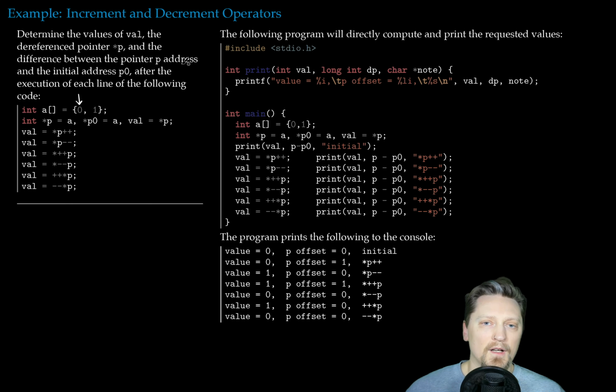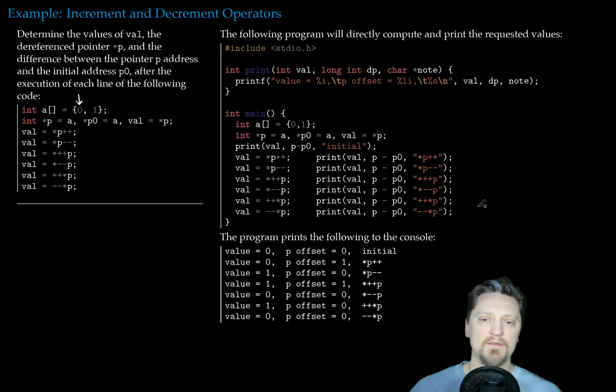So we can go through this and line by line predict what val should be, what the dereferenced pointer should be, and also what the difference between the pointer address and the initial address should be for each step. So this program just directly computes this and prints these things out.